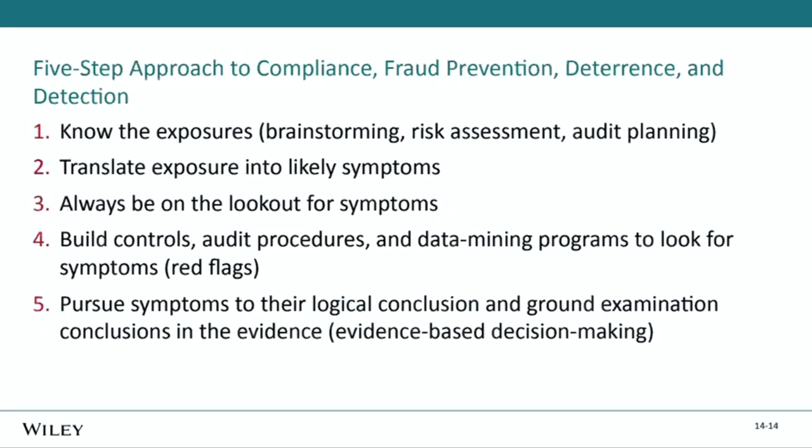So here's what the authors suggest is a good 5-step approach to compliance, to fraud prevention, deterrence, and detection. When I talk about fraud examination, I like to talk about 3 things: detection, prevention, and deterrence. I've mentioned this before. Detection: the fraud has occurred. You're just trying to find out how it was done, who did it, and how much is gone. A little too late to stop it. That's detection. Prevention is putting controls into place that will not allow that fraud to occur.